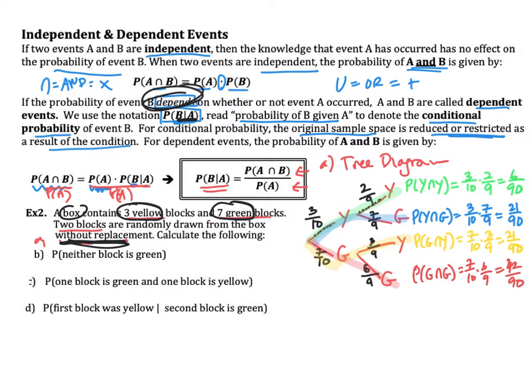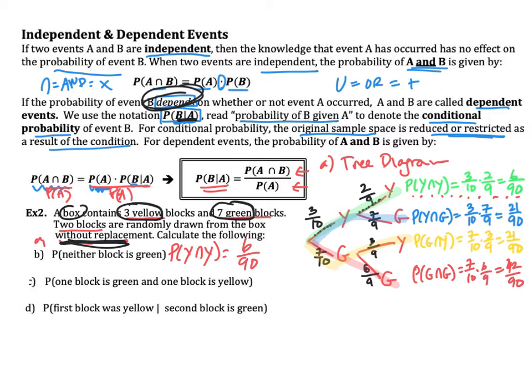Now, when I answer these questions, let's do the first one. It says, what is the probability neither block is green? Well, if neither block is green, that means they're both yellow. So yellow and yellow, well, I already did that. That was my very first result. So that's just 6/90.